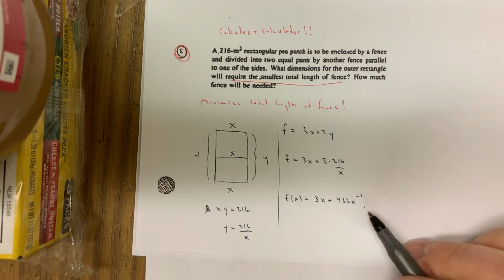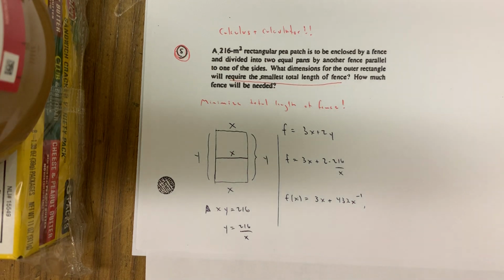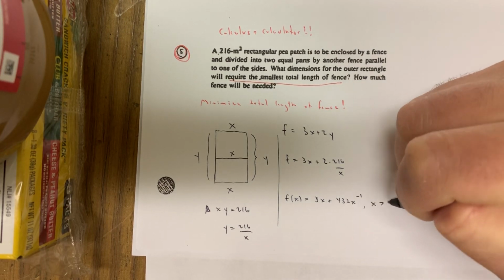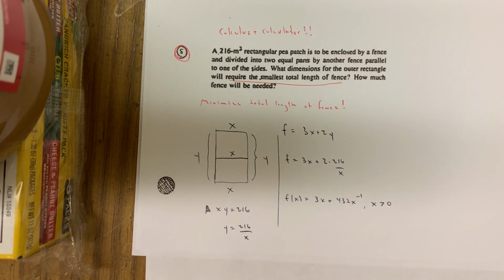And look, we need a domain. And some people are like, I don't understand the domain. I don't know what's going on. But they realize it has to be in terms of x. And you know x always has to be greater than 0 if it's a geometric situation. So if you put that, it's actually the correct domain.